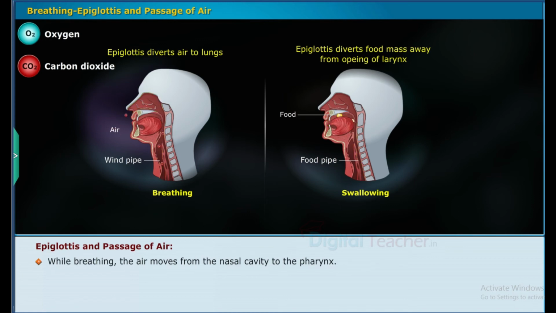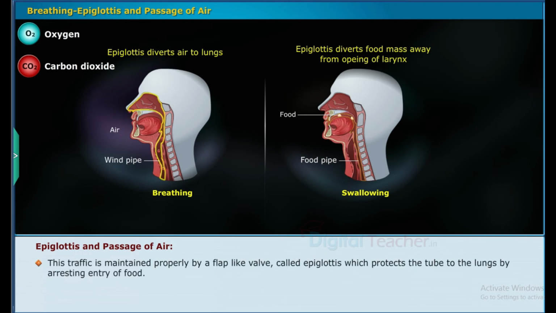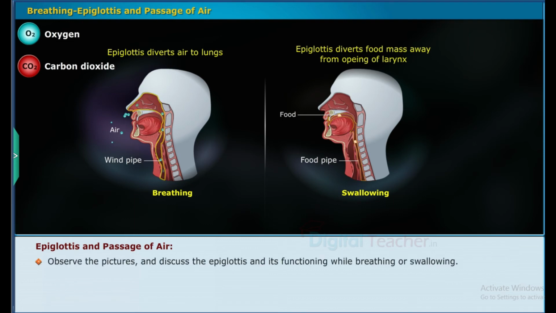While breathing, the air moves from the nasal cavity to the pharynx. Here is a tricky situation. From the pharynx, there are two passageways, one to the lungs and the other to the stomach. This traffic is maintained properly by a flap-like valve called the epiglottis, which protects the tube to the lungs by arresting entry of food. Observe the pictures and discuss the epiglottis and its functioning while breathing or swallowing.